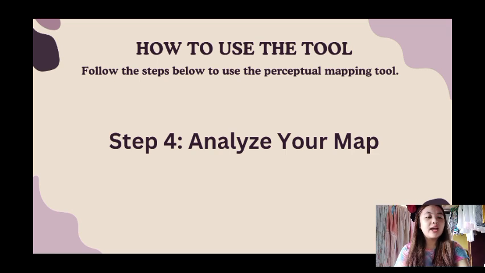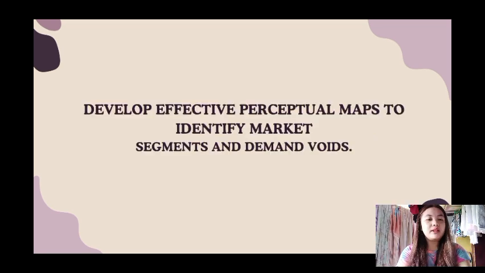For instance, healthy, unhealthy, stylish, utilitarian, sporty, family-oriented. Then, survey them to understand their perceptions and plot the results on your map. Take time to analyze the results. Gaps in the grid could indicate new market opportunities, while heavily clustered quadrants could indicate that you need to work on communicating your product's USP. Develop effective perceptual maps to identify market segments and demand voids.